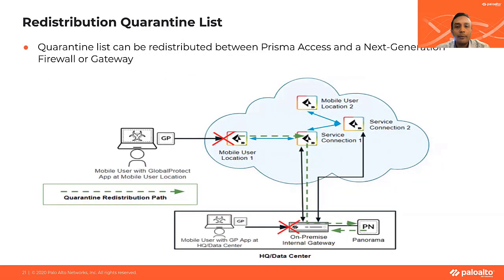Again, redistribution of the quarantine list can be done among the Prisma Access mobile user locations and your on-prem next generation firewall or gateway as well. So depending upon your configuration, redistribution can be done among multiple mobile user locations as well as your Prisma Access mobile user locations and your on-prem gateway and firewall. Next slide, please.